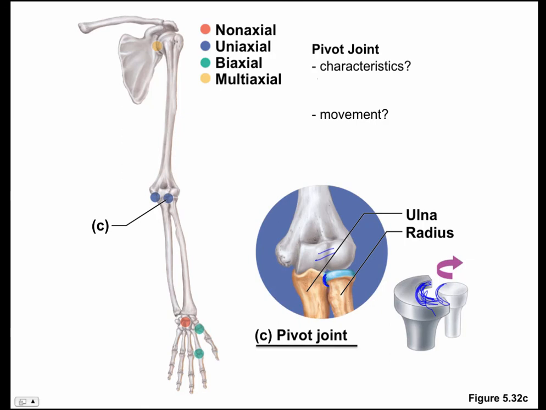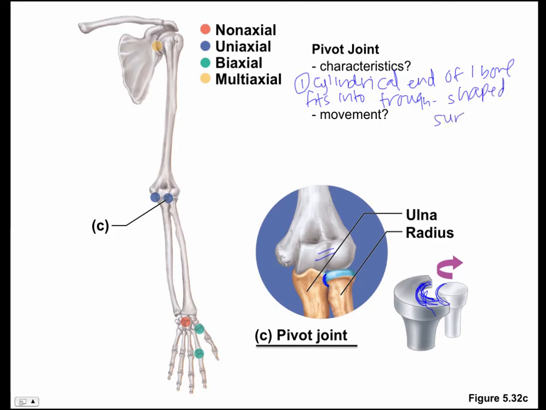So we also have the same thing: bone number 1 is cylindrical, and it fits into a trough-shaped surface of another bone. It allows for angular movements in one plane.